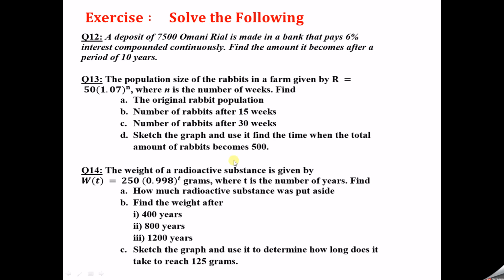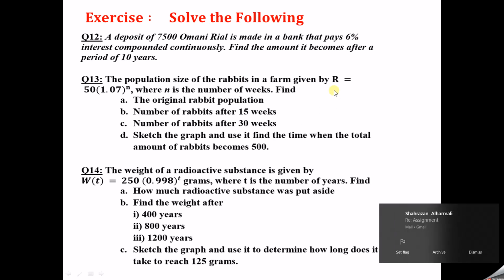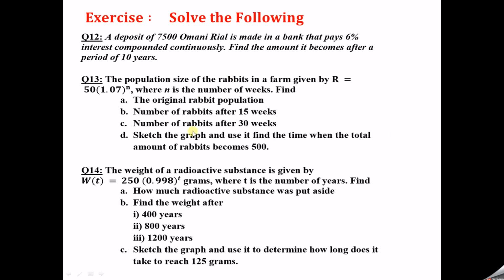Similarly, there is another problem on exponential functions, and the population of rabbits is the question here. You can try to do it the same way. The population of rabbits R is given by 50 times 1.07 power n, where n is the number of weeks. When the number of weeks is increasing, the population of rabbits is also increasing. Using this equation, you can answer the questions A, B, C, D. Similarly, you can do the other problem in the exercise using the same concept. So this is the end of this presentation.